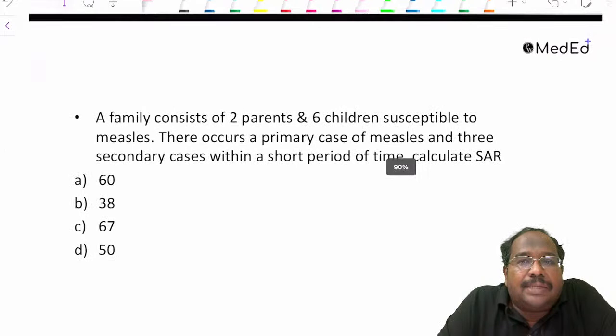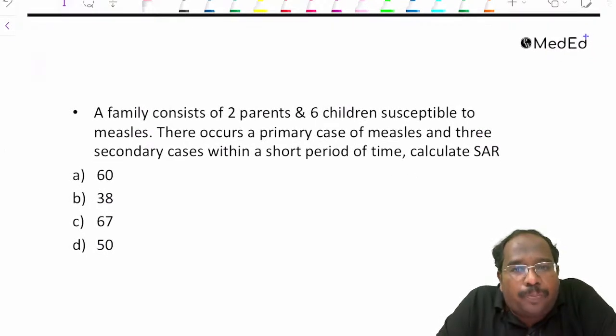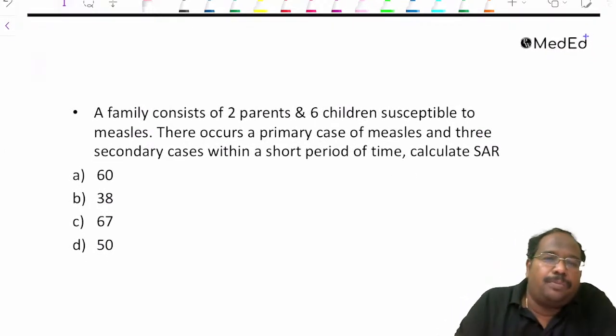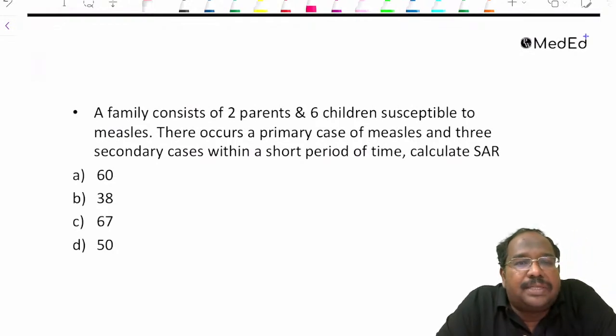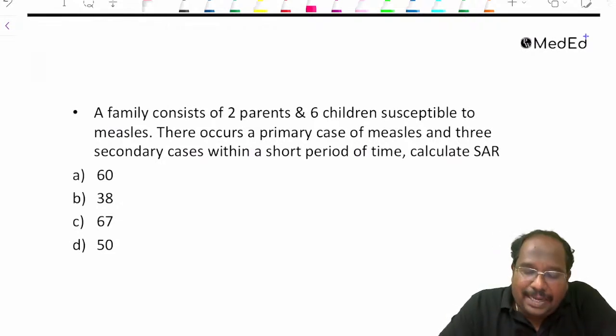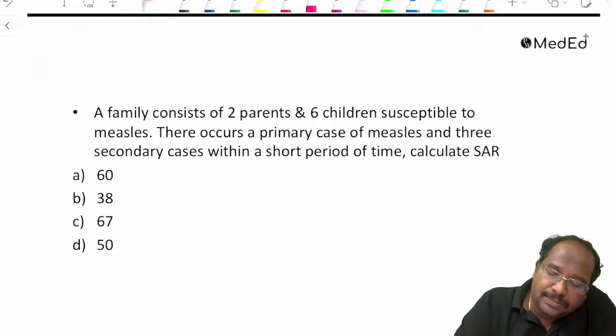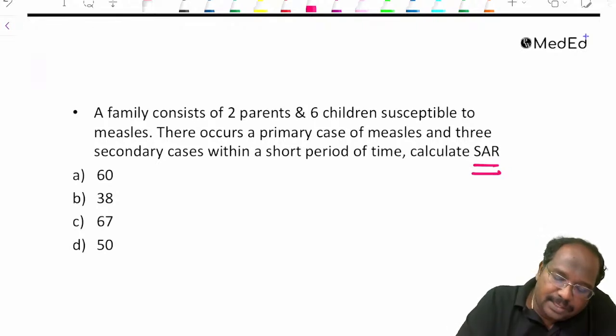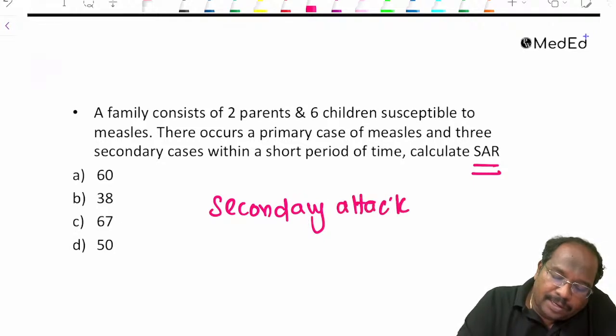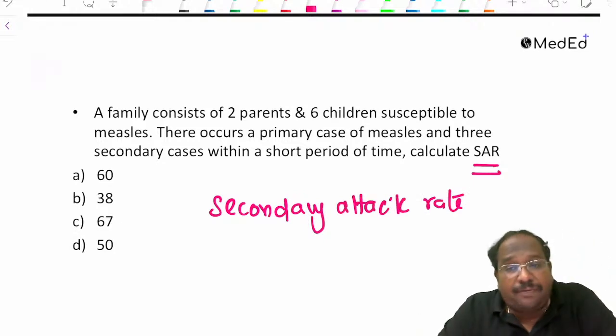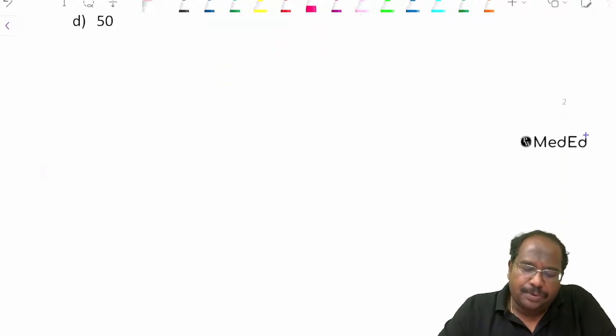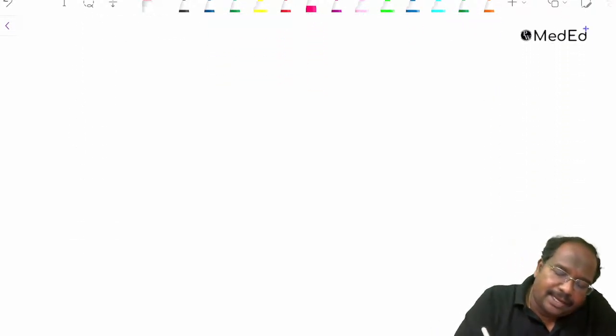A family consists of 2 parents and 6 children susceptible to measles. There occurs a primary case of measles and 3 secondary cases within a short period of time. Calculate SAR. What does SAR mean? SAR means secondary attack rate. Let us see the formula, then we will come back to the question.